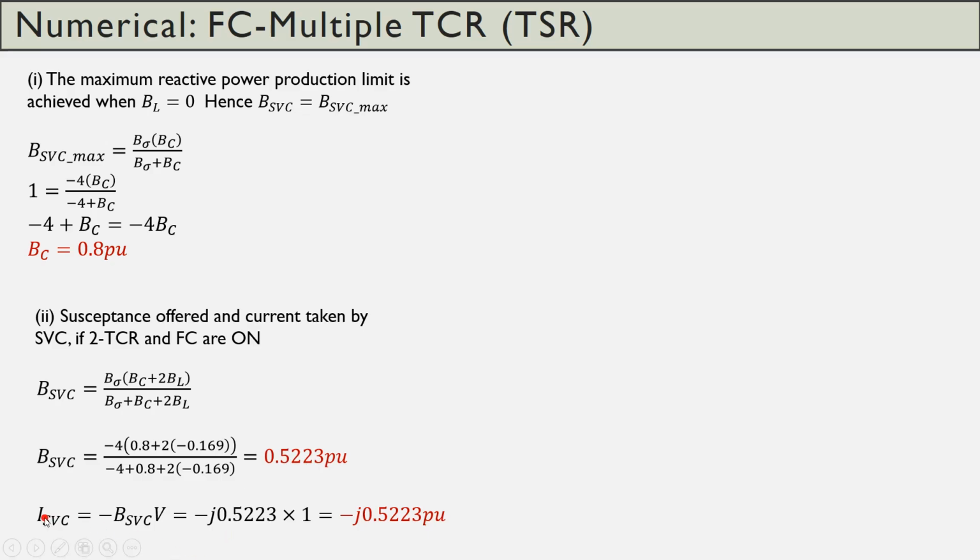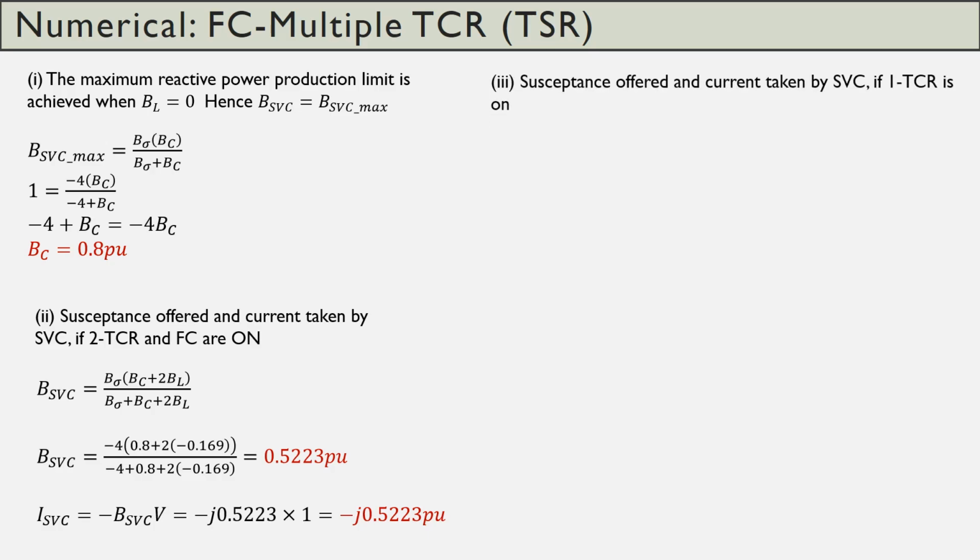I want to calculate the current. The current supplied, ISVC, is equal to minus j BSVC into V. So j 0.5223 into the 1 per unit voltage given in the problem. If it is 1.1, multiply with 1.1. If it is 0.9, multiply with 0.9. So it gives ISVC equal to minus j 0.5223 per unit. So minus j indicates that it is the capacitive type of current.